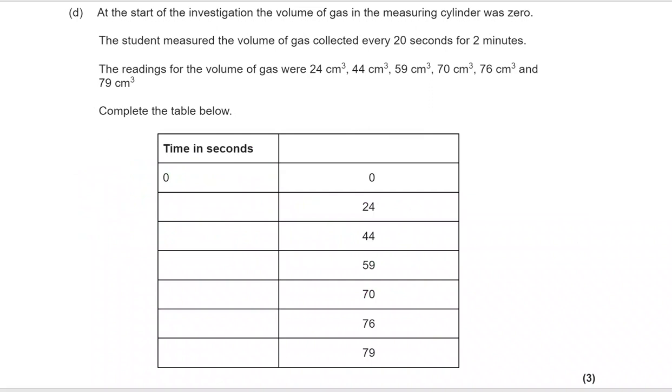For part D, we have got some data provided. We've got part of a table filled in, and your job is to fill in the rest of it. Now, you have got to remember to include headings for each column. This one's been done, the volume is here, and you need to add that this is cm cubed. And then you need to add the times. Now it's 2 minutes every 20 seconds. We're doing it in seconds, so it's 20, 40, 60, 80, 100, 120.